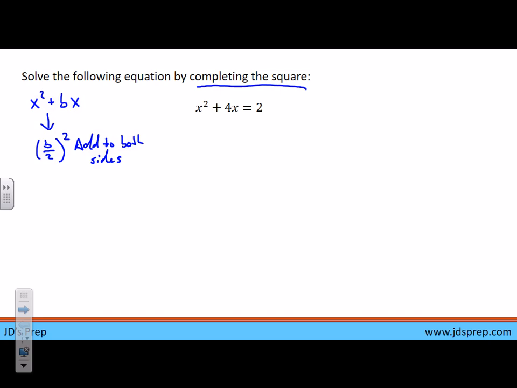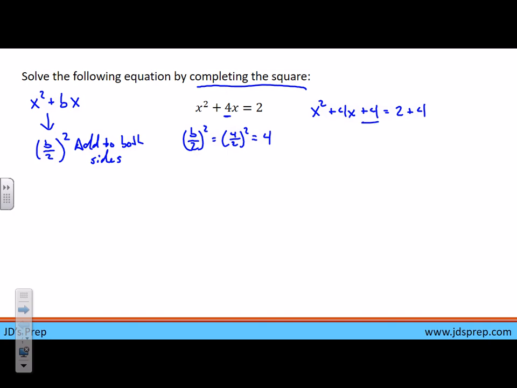In our case, with the equation x squared plus 4x equals 2, our b is 4, so b over 2 squared is going to be 4 over 2 squared, which is 2 squared, which is 4. So in order to complete the square, I want to add 4 to both sides of this equation. So we'll have x squared plus 4x plus 4 equals 2 plus 4.